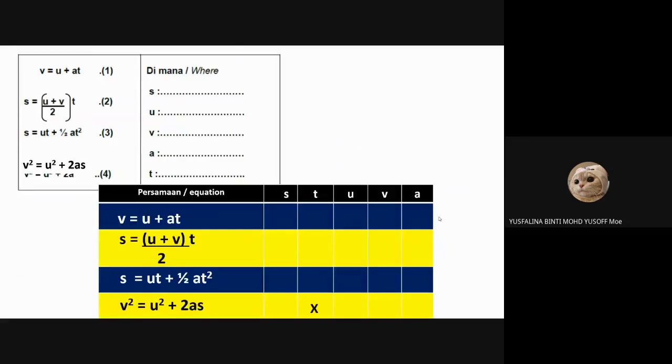So what is S? S is the displacement. What is U? U is the initial velocity. What is V? V is the final velocity. What is A? A is the acceleration. And what is T? T is the time.